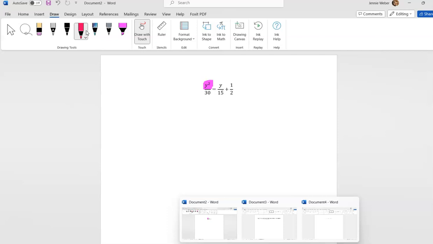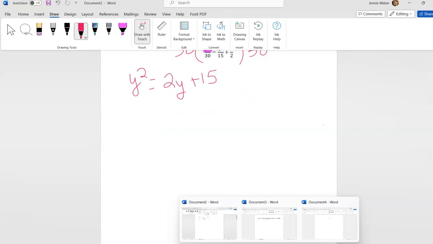I'm going to take the least common denominator, so in this case 30, and I'm going to times the whole thing by 30, and I'm going to rid myself of those fractions. So when I multiply by this 30, I get y squared here. Here, 15 goes into 30 twice, so I get 2y. And here I get 15, okay?